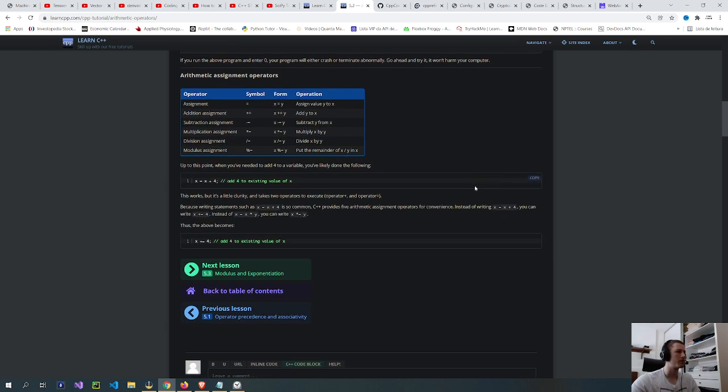Arithmetic assignment operators. Up to this point, when you've needed to add a value to a variable, you've likely done the following. This works, but it's a little clunky and takes two operators to execute. Because writing statements such as x equals x plus 4 is so uncommon, C++ provides 5 arithmetic assignment operators for convenience. Instead of writing this, you can write x plus equal 4. Instead of this, you can write plus equal. So it's the same as in other languages. Thus the above becomes this.